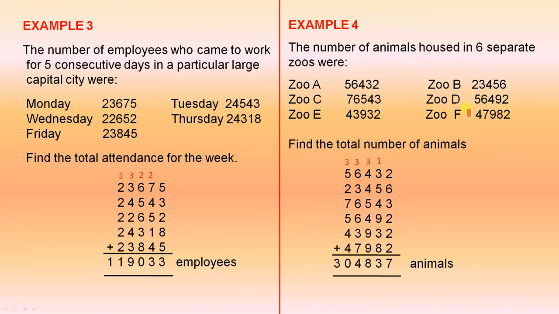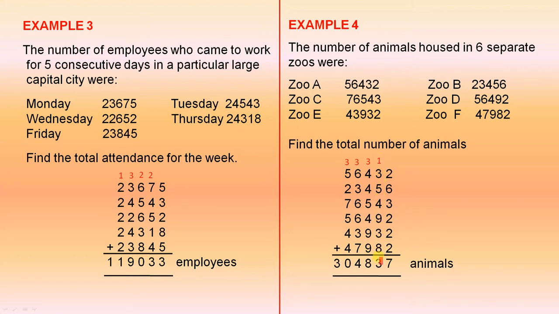Example 4. The number of animals housed in 6 separate zoos were, so you've got zoos from A to F. Quickly check the numbers. Correct. Right. Correct. Correct. Yes and yes. So now we add the numbers. Adding those numbers gives us 17. There's the 7 and there's the 1.